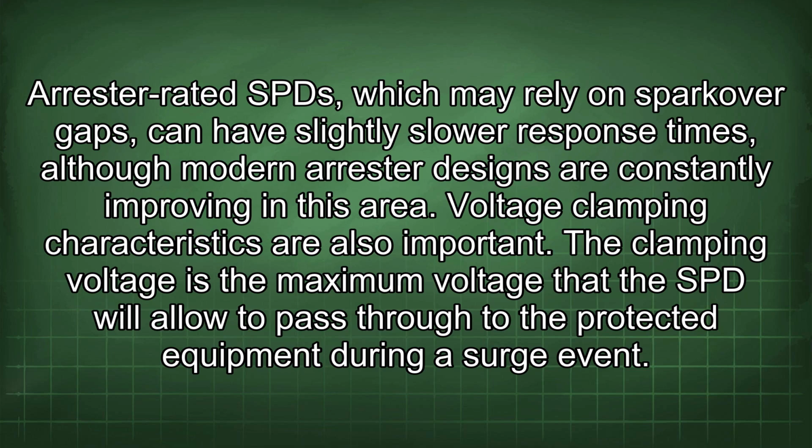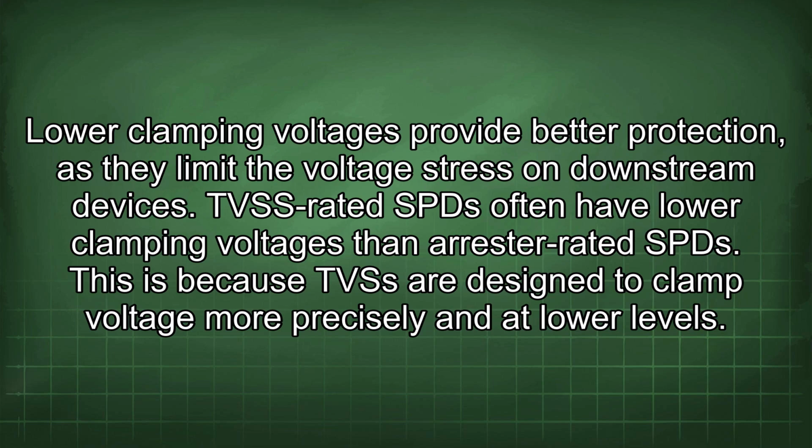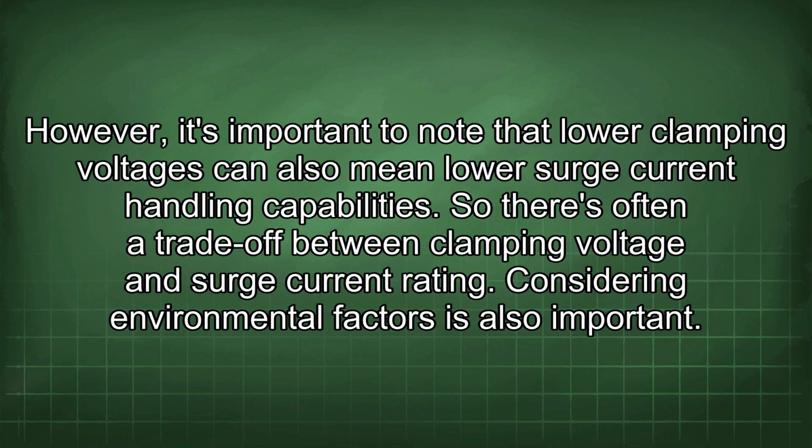The clamping voltage is the maximum voltage that the SPD will allow to pass through to the protected equipment during a surge event. Lower clamping voltages provide better protection, as they limit the voltage stress on downstream devices. TVSS-rated SPD often have lower clamping voltages than arrestor-rated SPD. This is because TVS are designed to clamp voltage more precisely and at lower levels. However, it's important to note that lower clamping voltages can also mean lower surge current handling capabilities. So there's often a trade-off between clamping voltage and surge current rating.